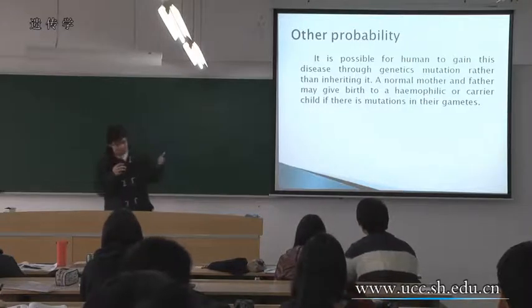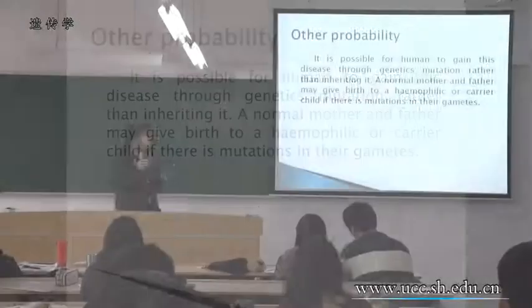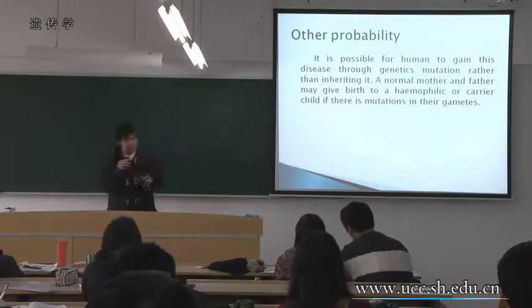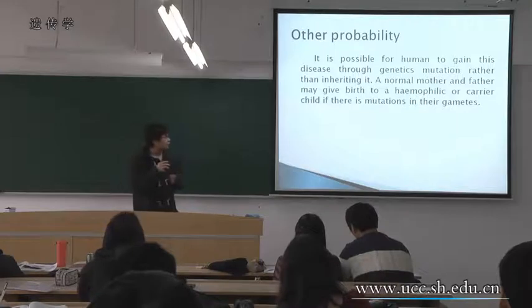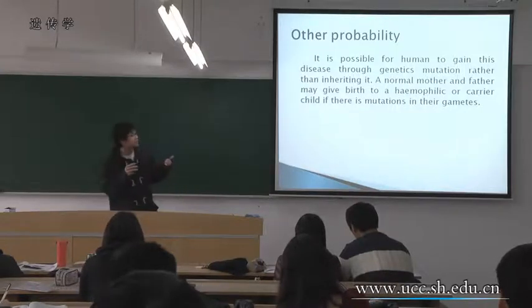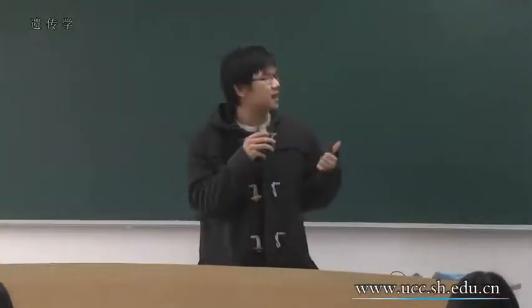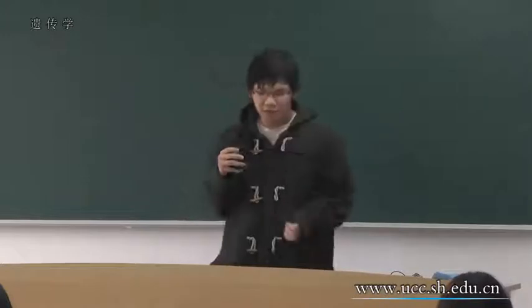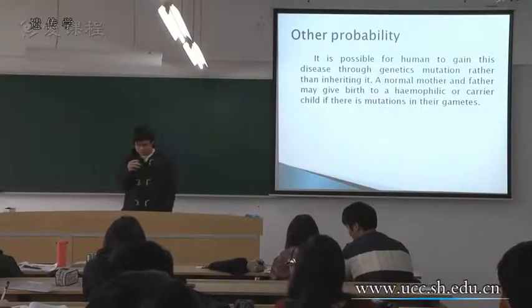And another possibility: even though it's hereditary, it's possible for normal parents, both of them normal, to have a mutation in their gametes. Thus their son or daughter will have hemophilia. This is actually quite common in hemophilia, where 30% to 33% of hemophilia A or B is caused by a mutation in the parents.